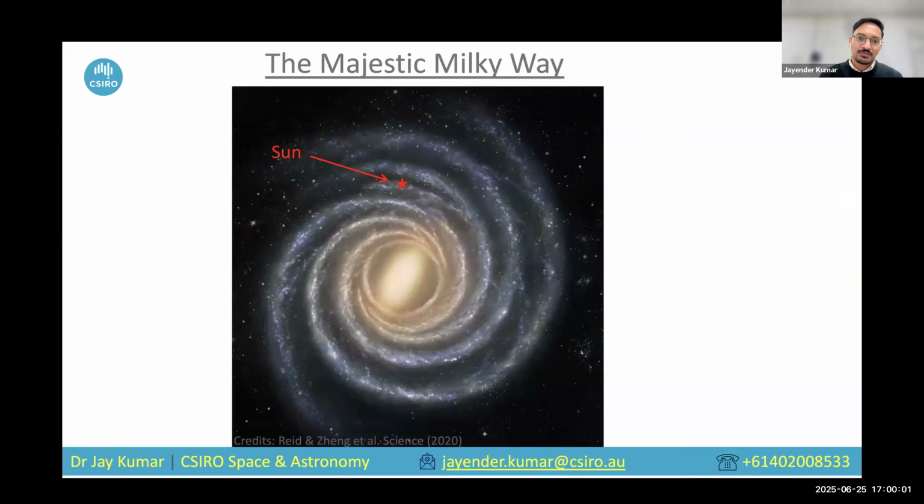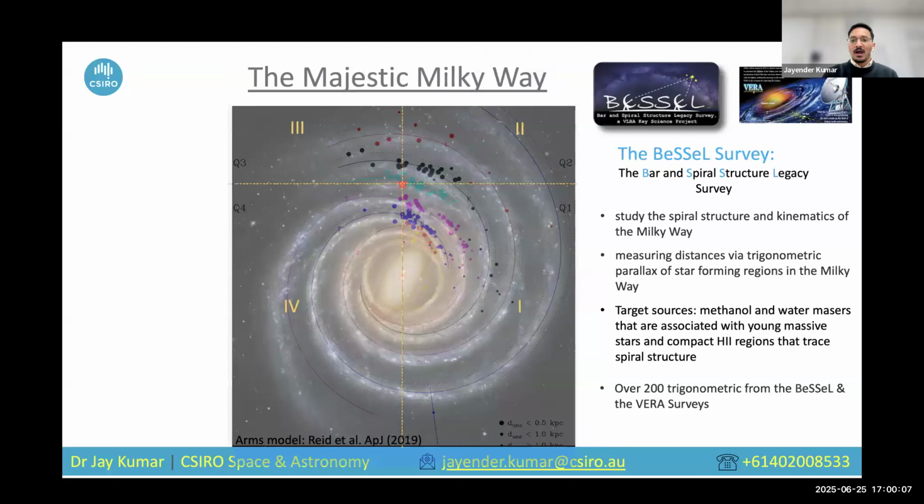Okay, let's just focus on this particular map. That's our sun. That's where we are. These are the 4 quadrants in our Milky Way. Now, I'll talk about the BeSSeL survey, which is the Bar and Spiral Structure Legacy survey. That survey is aimed at studying the spiral structure and kinematics of the Milky Way, as well as the galactic bar. That's why the bar and the spiral structure.